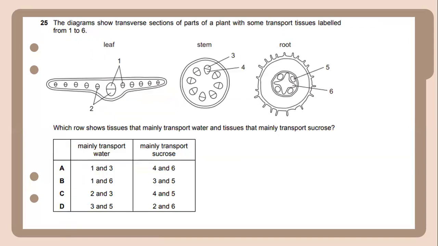25. The diagram shows a transverse section of part of a plant with some transport tissue labeled from 1 to 6. Which row shows tissue that mainly transports water and tissue that mainly transports sucrose? It will be C.